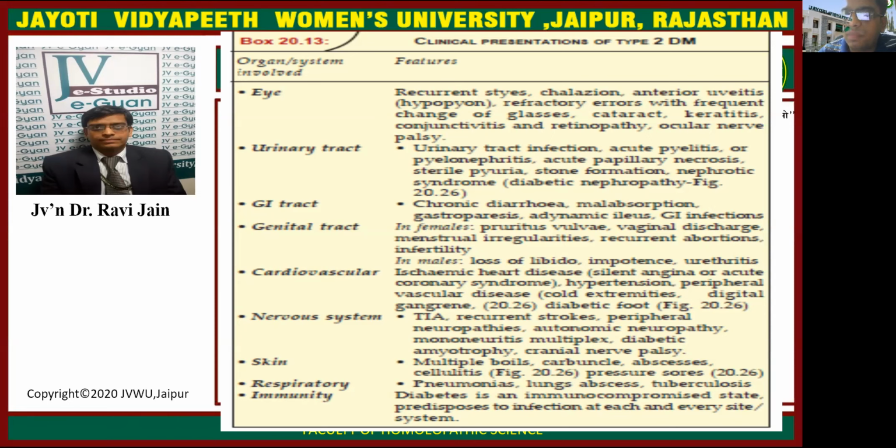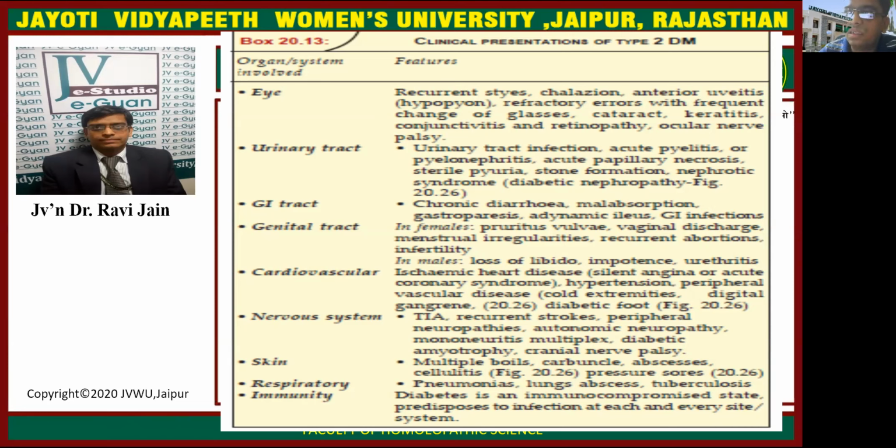In the GI tract, the patient will frequently come to you with the complaints of chronic diarrhea, and due to the chronic diarrhea, there will be malabsorption. There will be other complaints of gastroparesis, adynamic ileus, and various kinds of GI infections will be very common in the patient with diabetes mellitus type 2.